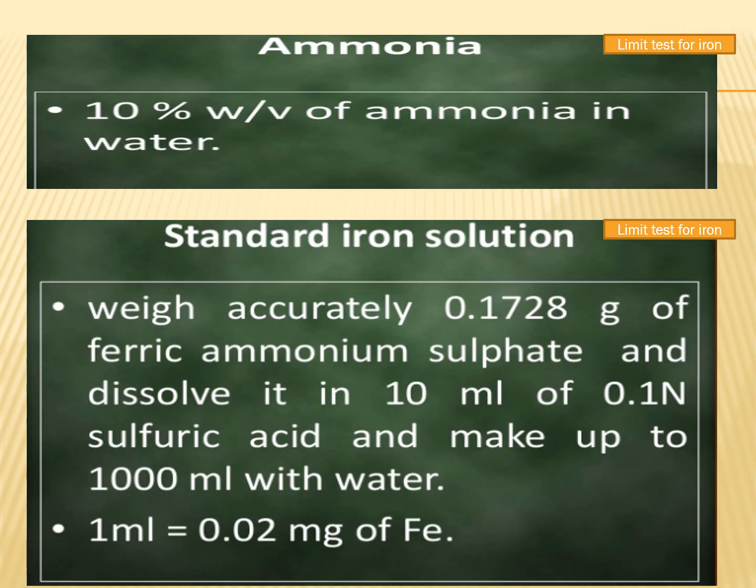Next, we need the standard iron solution. The standard iron solution was prepared by weighing accurately about 0.1728 gram of ferric ammonium sulfate and dissolving it in 10 ml of 0.1 normal sulfuric acid, and making up the volume to 1000 ml with water. So we are making the standard solution using this procedure.